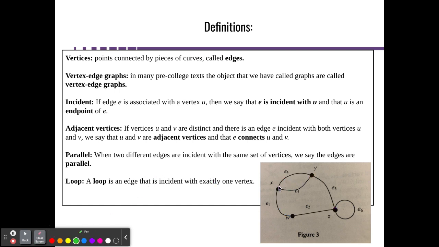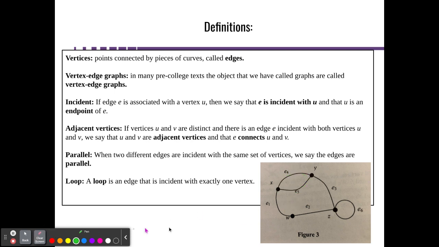So parallel would be two different edges incident with the same vertex. In this case, E6 and E5 are parallel because they are incident with the same vertex Y, or the same vertex X. Our traditional definition of parallel would be, for example, two lines that run side by side that are equal distance from each other. So this isn't about equal distance. In vertex edge graphs, it's about sharing a vertex. So sharing Y is what makes E6 and E5 parallel, or sharing X is what makes E5 and E4 parallel.